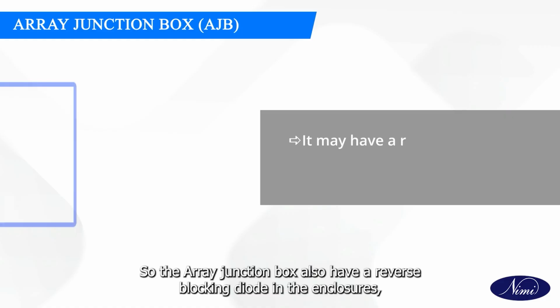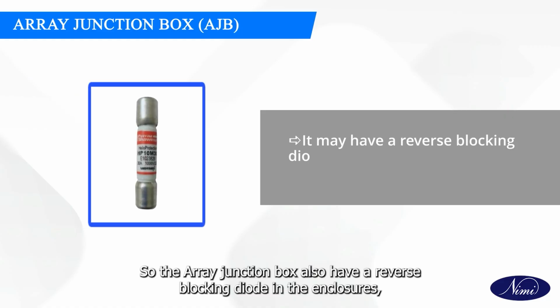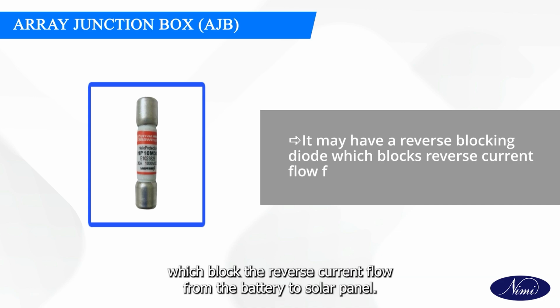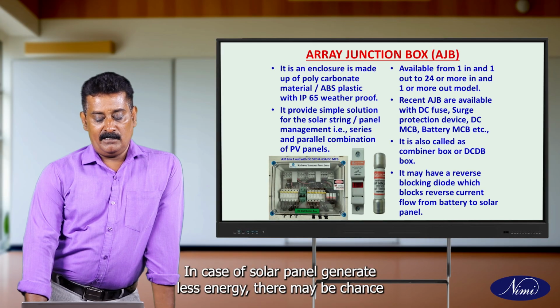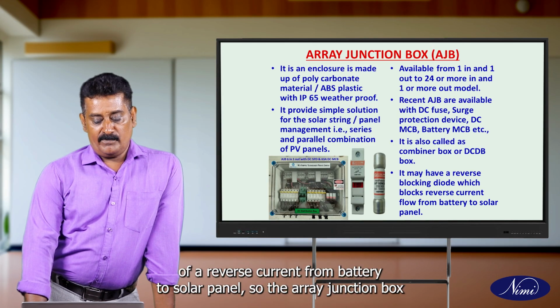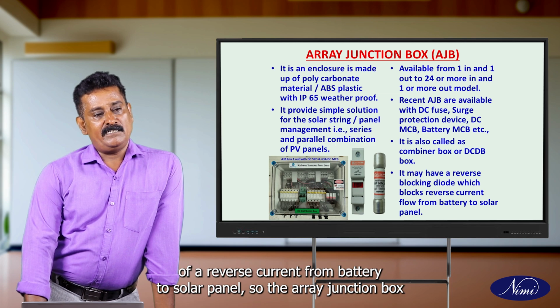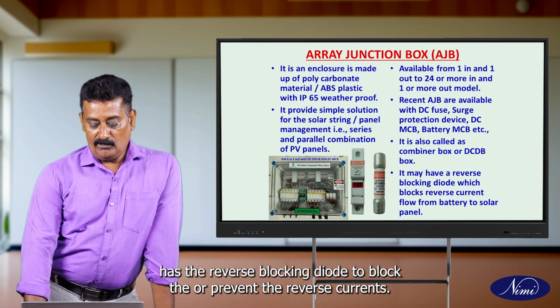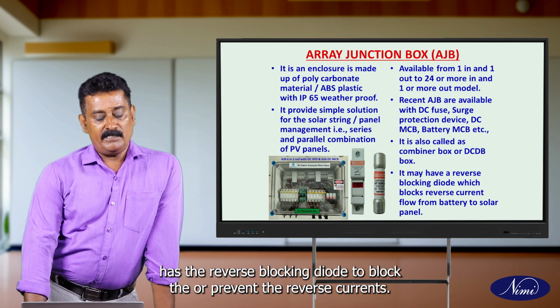The array junction box also has a reverse blocking diode in the enclosure, which blocks the reverse current flow from the battery to the solar panel. In case the solar panel generates less energy, there may be a chance of reverse current from the battery to the solar panel. So, the array junction box has the reverse blocking diode to prevent the reverse currents.